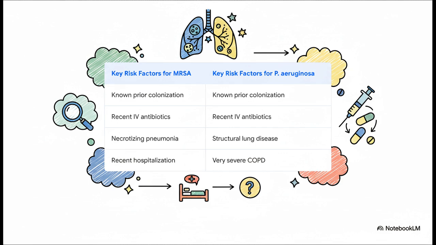For Pseudomonas, it's similar. Prior history or recent hospitalization are big ones, but you also have to be on high alert for patients with underlying structural lung disease, think bronchiectasis, or someone with really severe COPD who's on and off steroids and antibiotics all the time. These are the things that should make you stop and think about broader coverage.